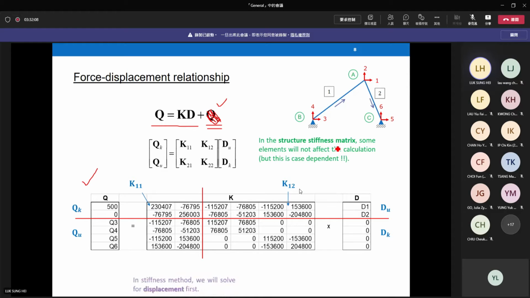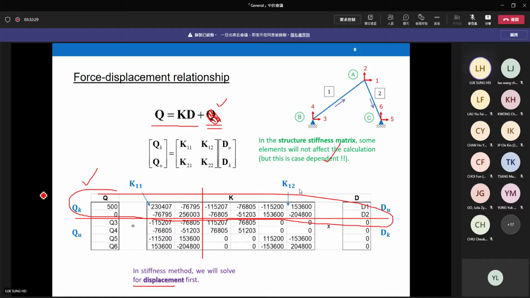Again, I just remind you that not all the elements are useful. You can symbolically express the useless parts. For the stiffness method, we are going to solve for displacement first. That's why we call this the stiffness method at the beginning. To solve displacement, we use the first part of the equation, the top row, equation 1. Equation 1, Qk equal to K1 du plus K12 dk, but dk is 0. So only the first term remains, Qk equal to K1 times du.